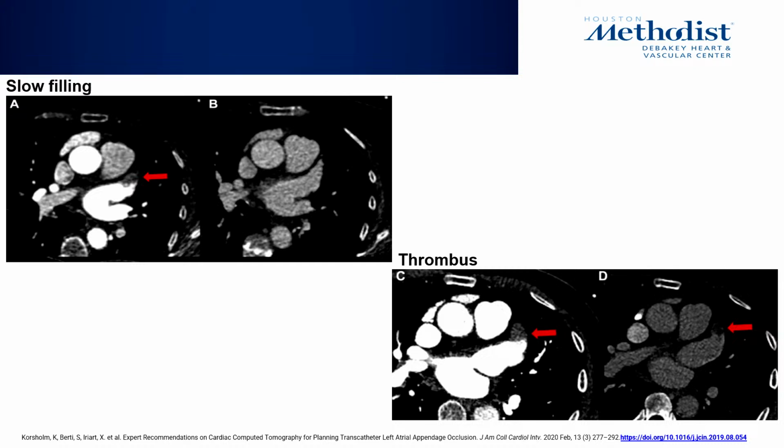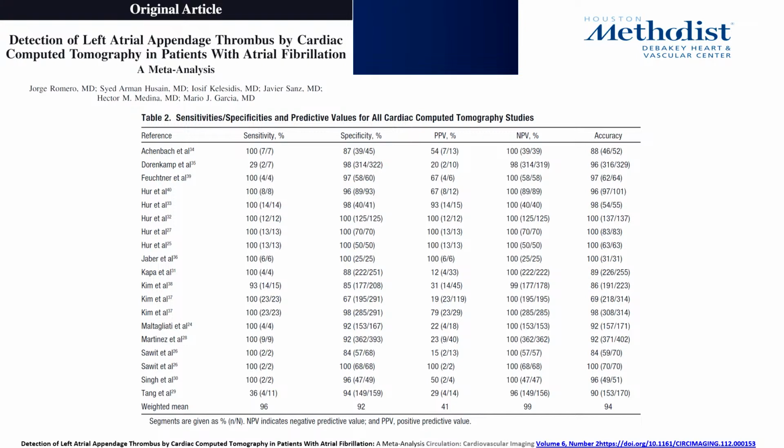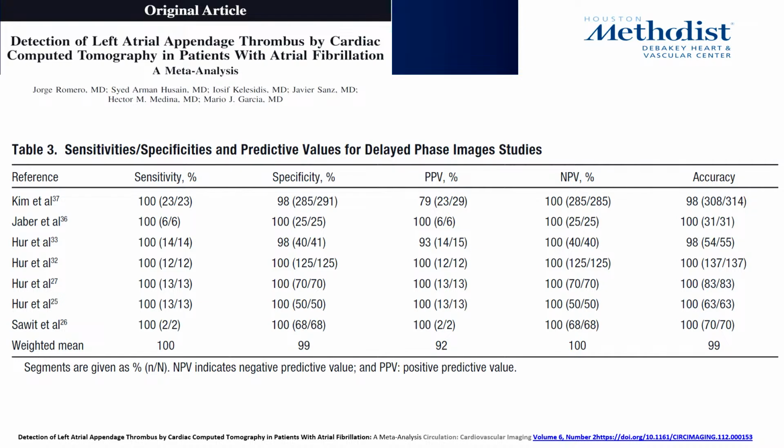This is where the delayed scan really helps in improving the specificity. A meta-analysis done in 2012 showed that the specificity, negative predictive value, and sensitivity were quite variable across the studies of CT's use in the evaluation of left atrial appendage for thrombi. However, when we added the delayed scan, sensitivity across the board was 100%, specificity was 98 to 100%, as was the negative predictive value. So it's really important to add that delayed scan. I think that's the really important point when we talk about using CT in this space.